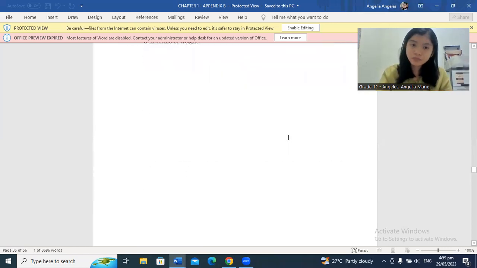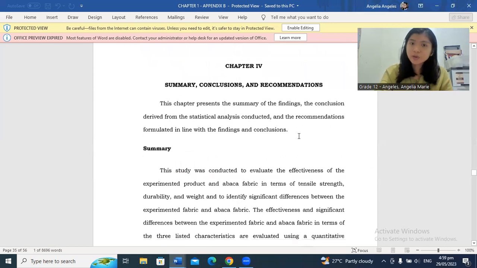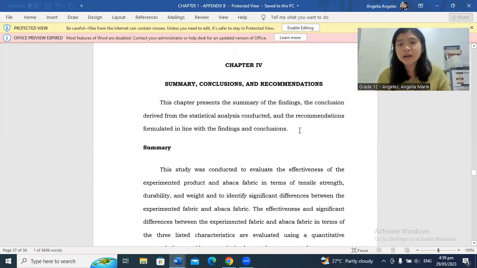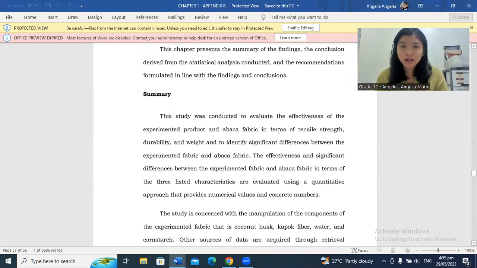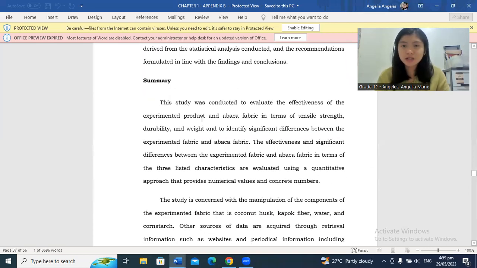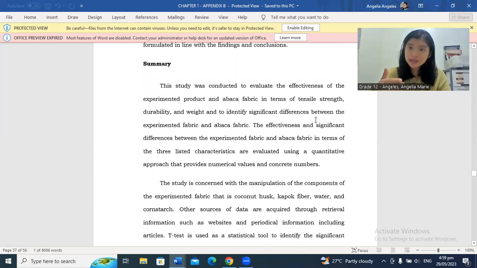Okay? So, ayun. So, chapter 4 will move on to the summary, conclusions, and recommendation. Okay, so this study was conducted to evaluate. So, itong summary na to, ito lang yung kabuuan ng manuscript natin. Ito lang yung kabuuan ng research natin. So, I'm just going to read this.